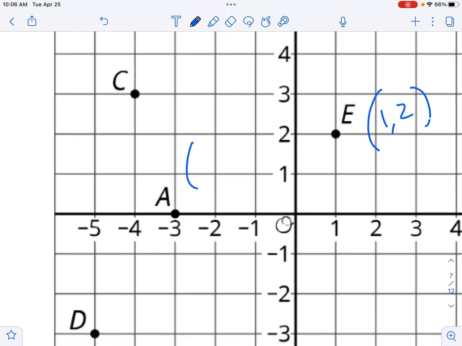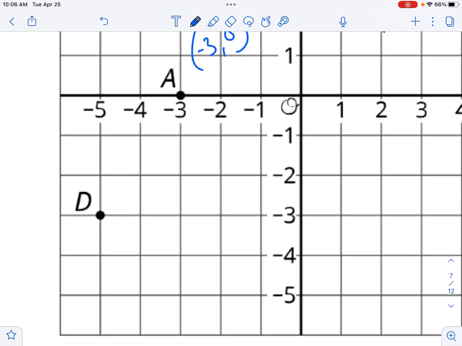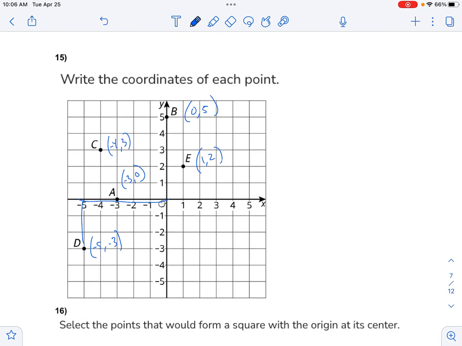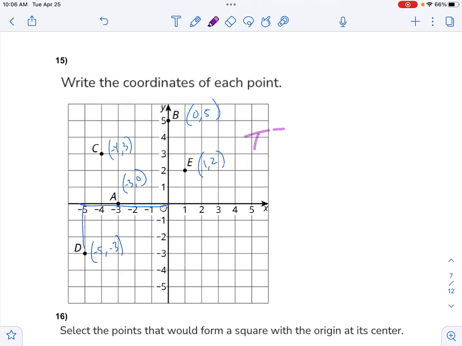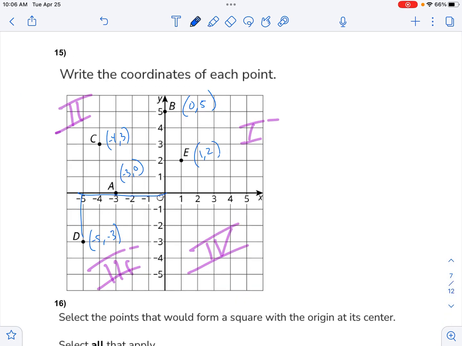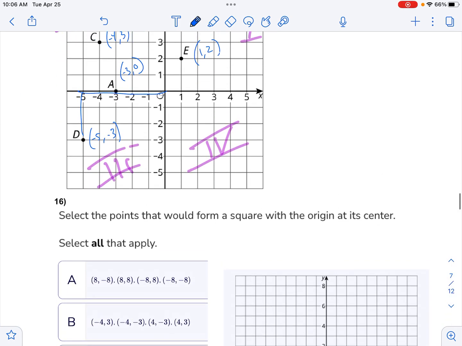These are kind of like given directions. We went to the left 3, so that's negative 3, and then we didn't go up or down. For C, we went to the left 4, and we went up 3. And then for D, we went to the left 5, which is negative 5, and then we went down 3. All right. And bonus conversation, this is quadrant 1, quadrant 2, quadrant 3, and quadrant 4. We recognize them in absolute value, not Roman numerals.